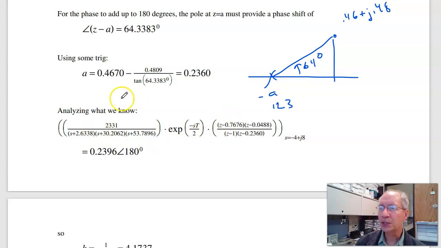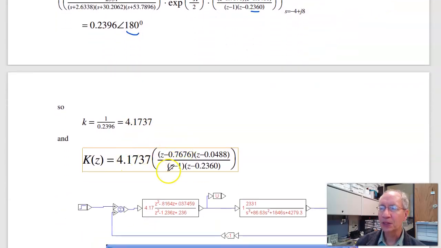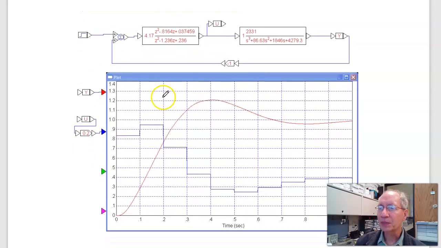So checking, here's what I know right now. Plug that in at my design point, minus 4 plus j8, I get 180 degrees. So this is correct. Gain is wrong. Pick K to make the gain 1, and you get 4.17. So here's K of z. And if you plot the step response, it's what I expected. 20% overshoot, settling time is 1 second, and no error for step input.